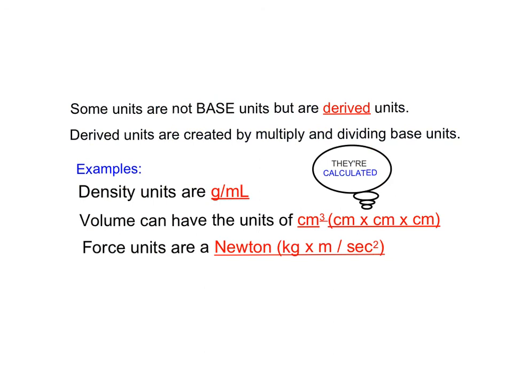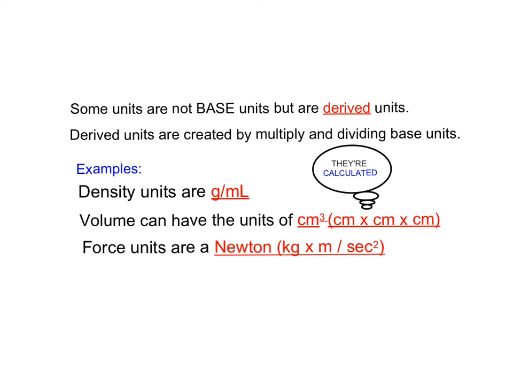So other units that we're going to be using a lot in this class are not considered base units, but are considered derived units. Derived units are any unit that you create by multiplying and dividing the base units. So density is grams per milliliter, grams divided by milliliters. Volume can have the units of centimeters cubed, which is centimeters times centimeters times centimeters. So 3 base units multiplied together.